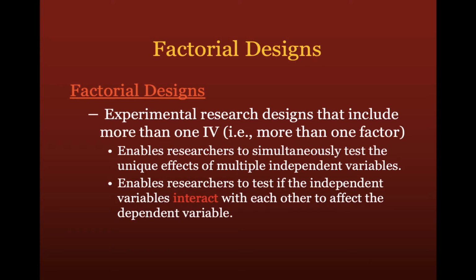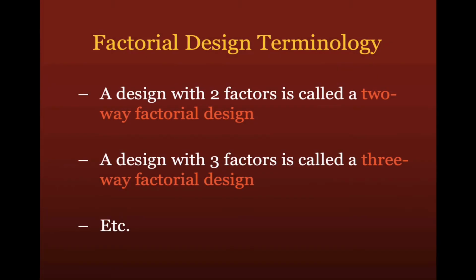Factorial designs are when you can have more than one independent variable. And importantly, an independent variable is called a factor. So when you see factorial designs or the word factor, just remember that a factor is also an independent variable. The benefit of factorial designs is that they allow you to investigate more than one independent variable at a time, and they also enable you to look at the interaction between those independent variables. We'll talk about interactions in a few minutes. Before we get too deep into factorial designs, though, let's make sure that you all understand some basic terminology.